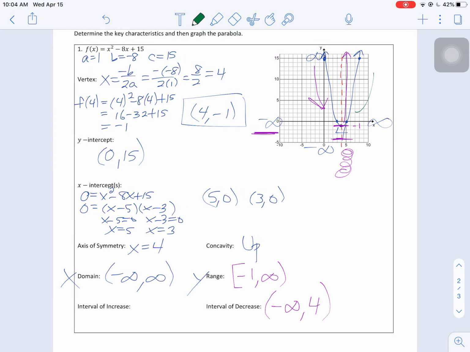Then, other half of the graph, from 4 to infinity, right? I'm talking x values. From when x is 4 to when x is infinity, this parabola is increasing. It's going up forever and ever and ever. So from 4 to infinity, we're increasing. And then that should be everything.